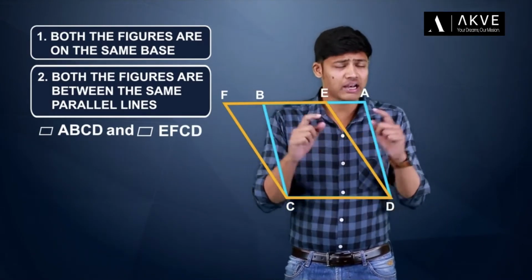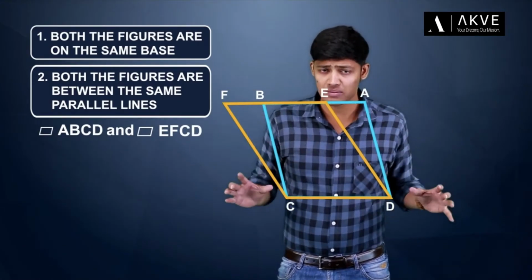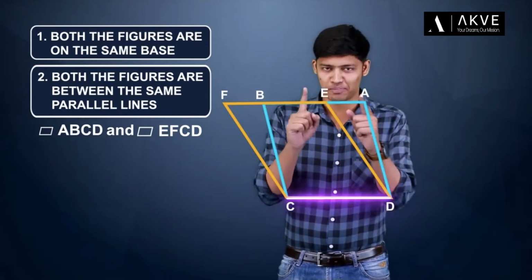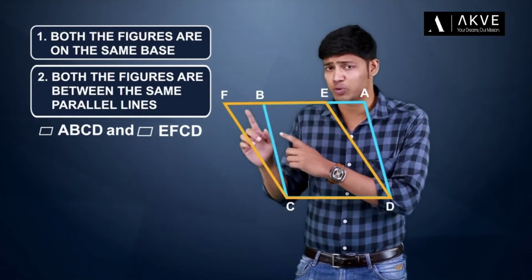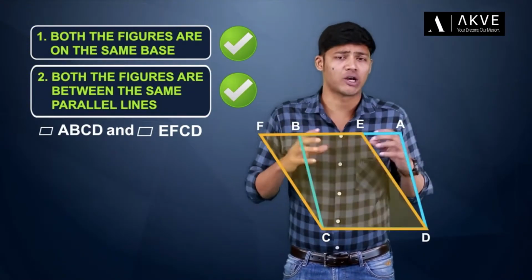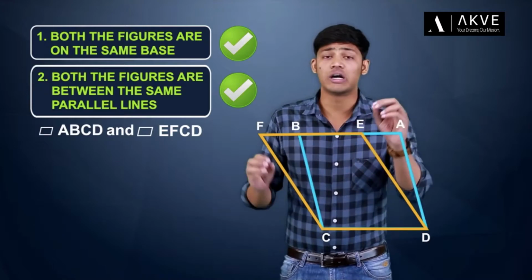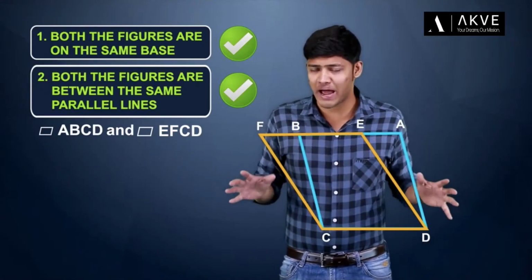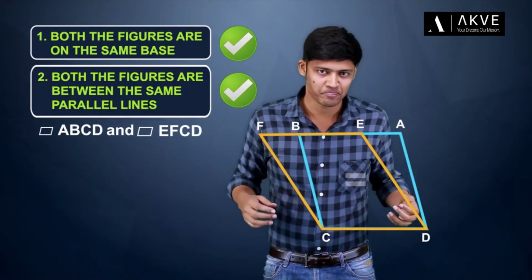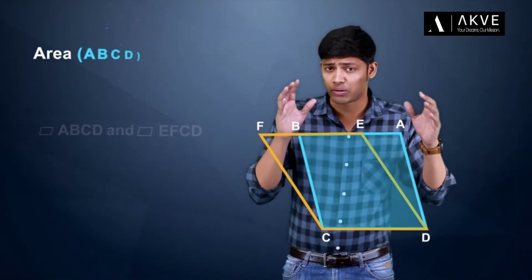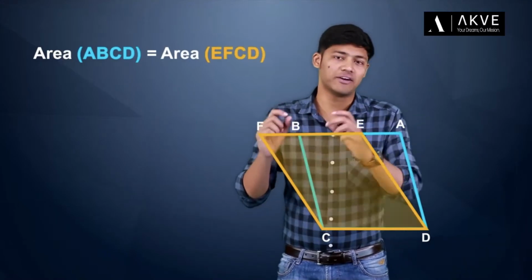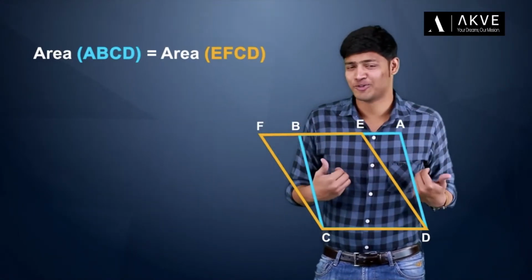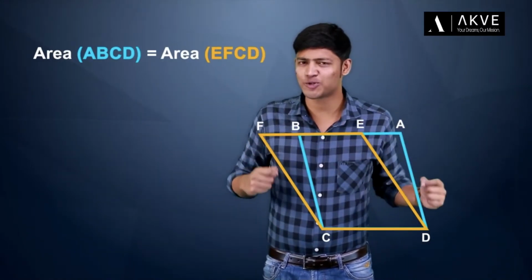Now we can clearly see that both these parallelograms are on the same base and between the same parallels. Since these two observations are true for these two parallelograms, we can conclude that the areas of both these parallelograms are equal. That is, area of the parallelogram ABCD is equal to the area of the parallelogram EFCD. I know, you must be thinking why it is so.